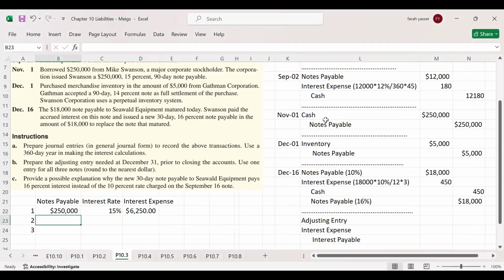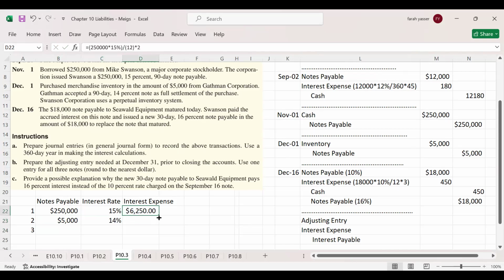So the next note is this. We used it for purchasing inventory, $5,000. And we used this note on December 1st, for 90 days. So we are going to calculate interest for 30 days only, or for 1 month only. The rate of interest on it is 14%.